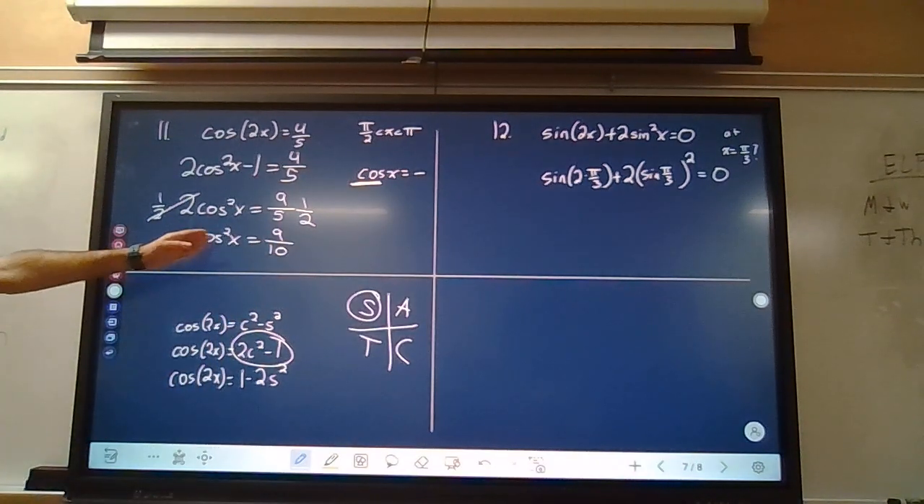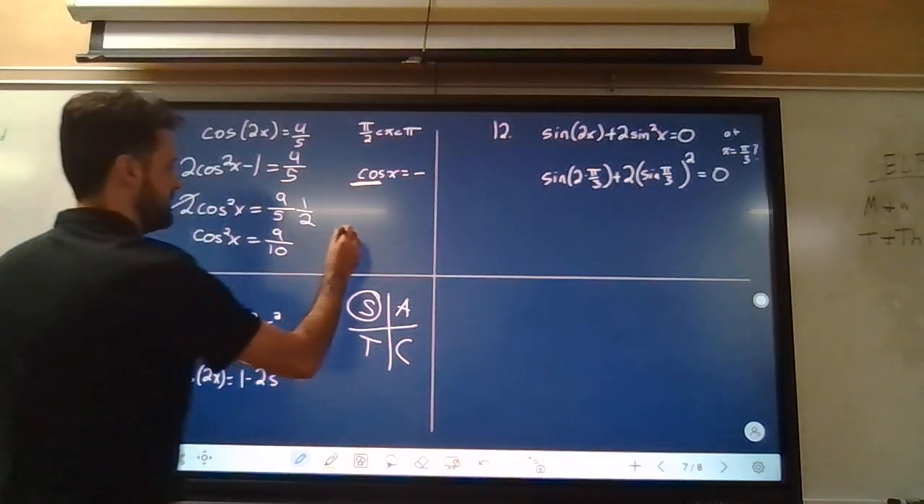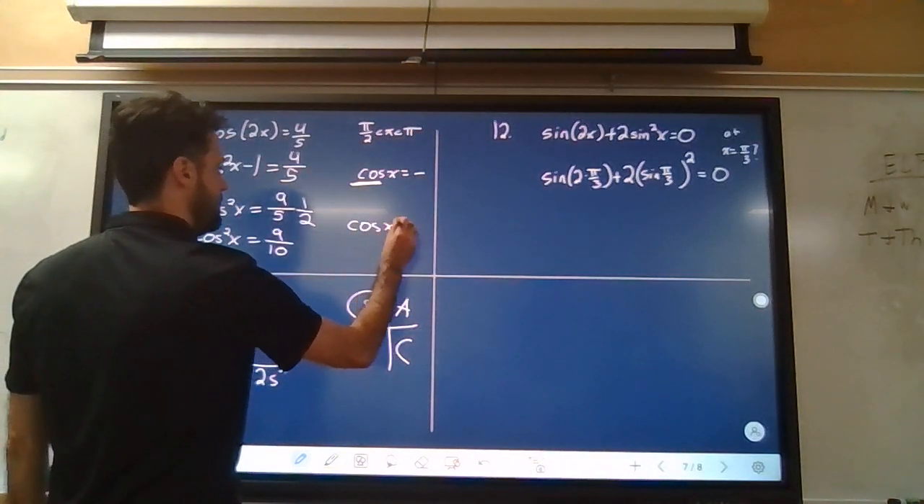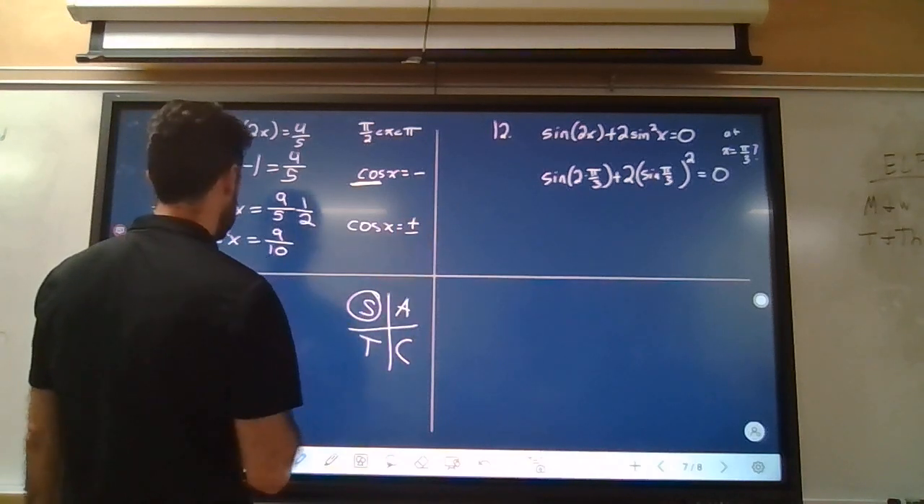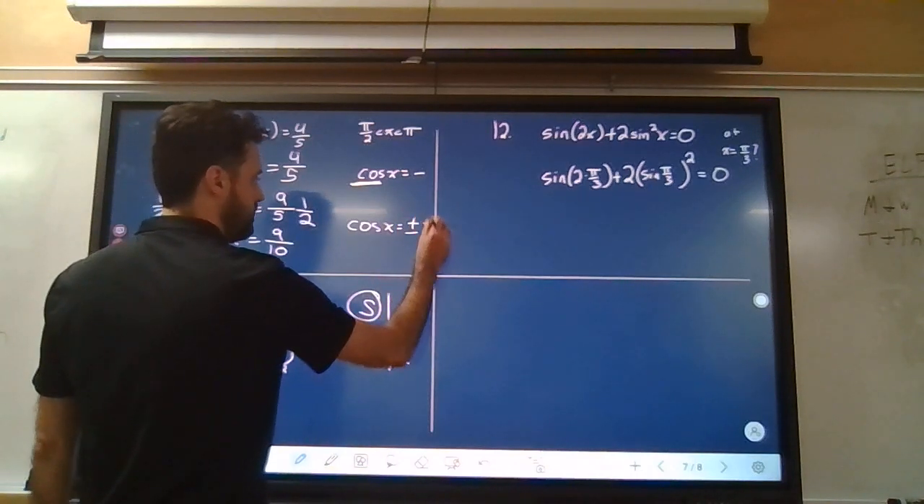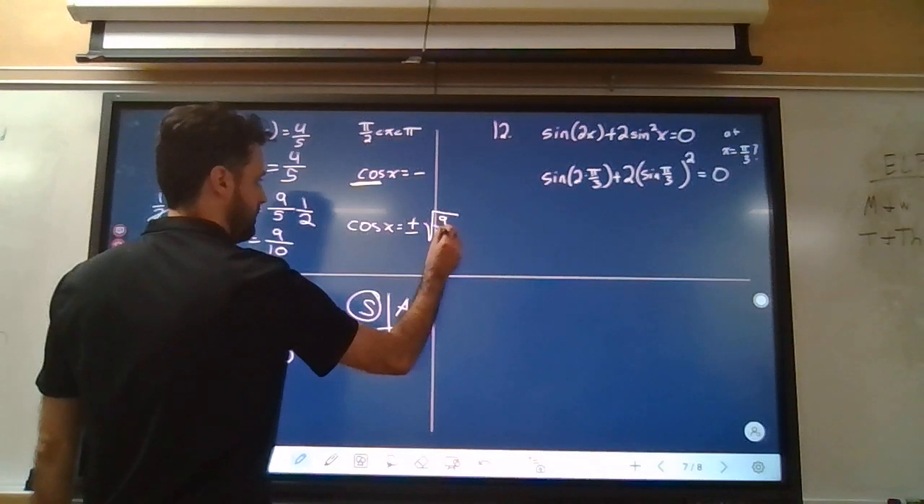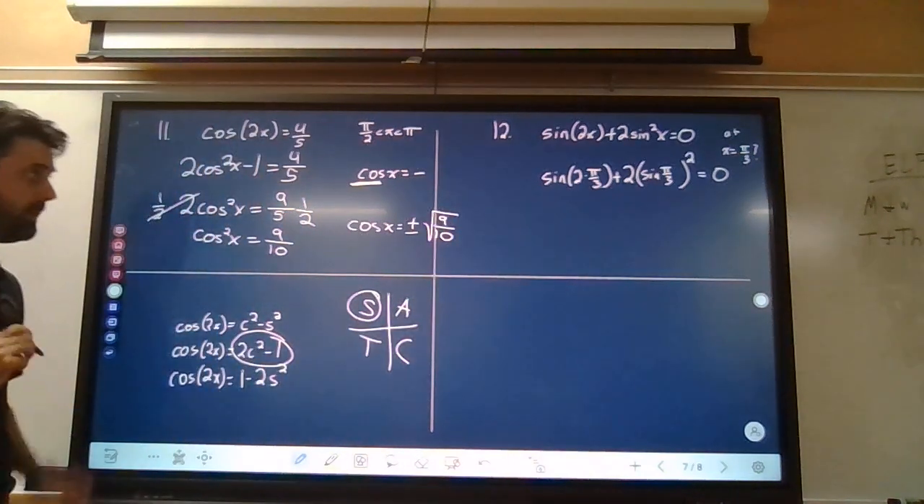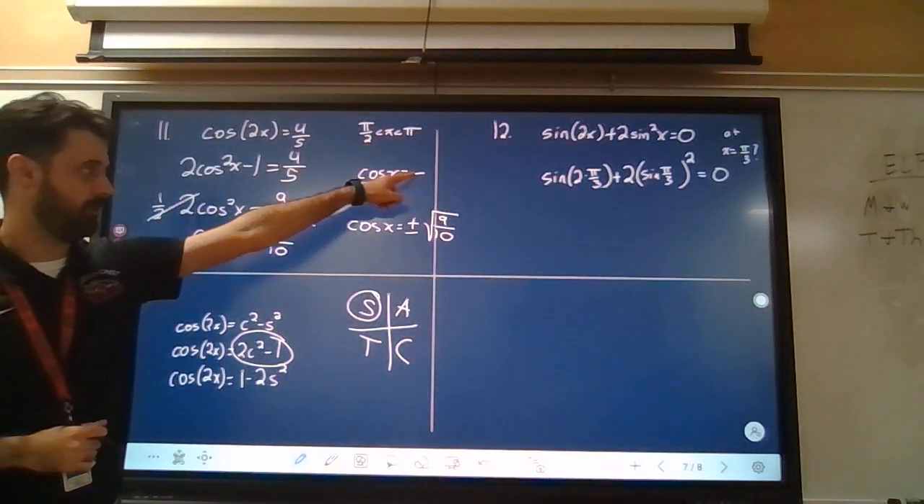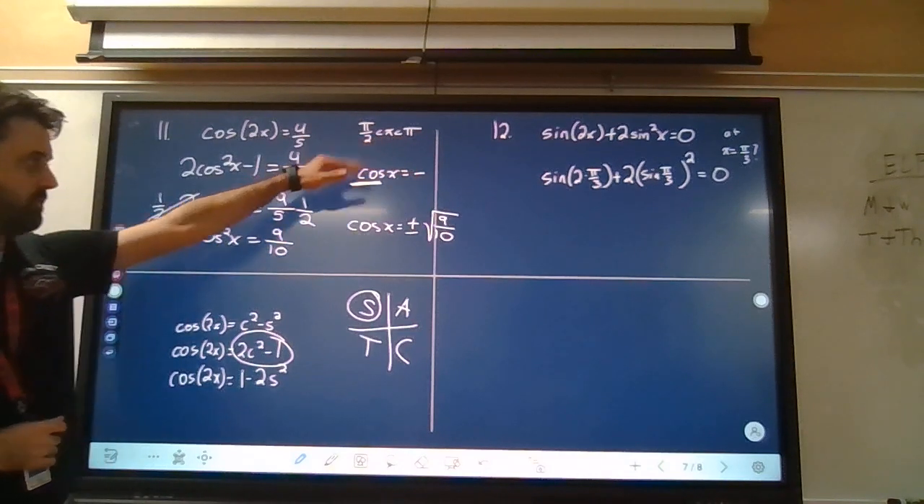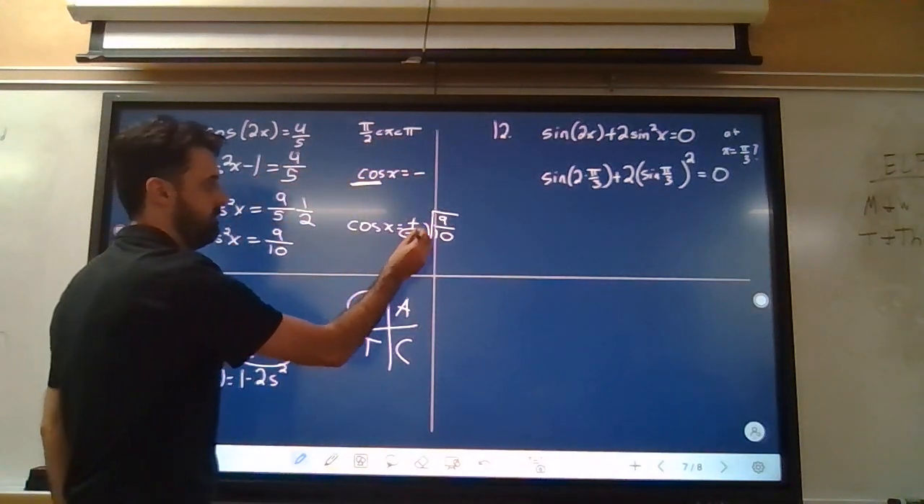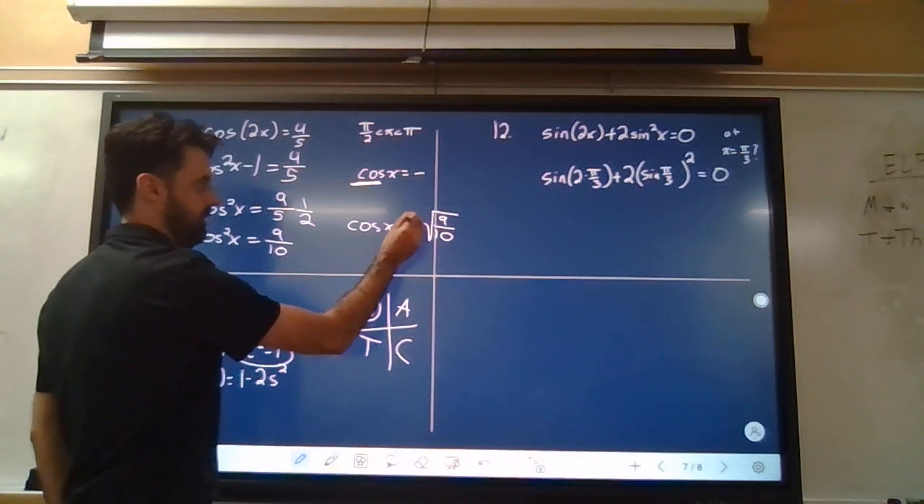All right, all I have left to do now is get rid of that square. So I'm going to square root both sides. And that's going to give me cosine of x equals plus or minus the square root of 9 over 10. But we already said it's going to be a negative here, right? We're in quadrant 2, cosine is negative, so we're just going to keep the negative. We're going to get rid of that positive right here.